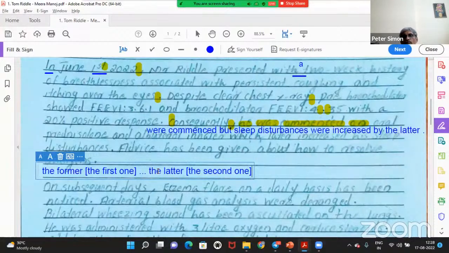This is active voice. Sleep disturbances were increased by the latter. So that is passive voice. Okay. You can also write active voice, but you have to improve to passive voice. The sleep disturbances were increased by the latter.